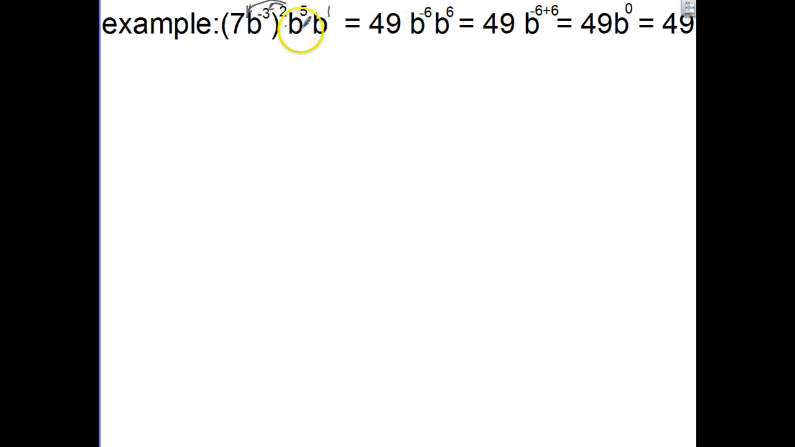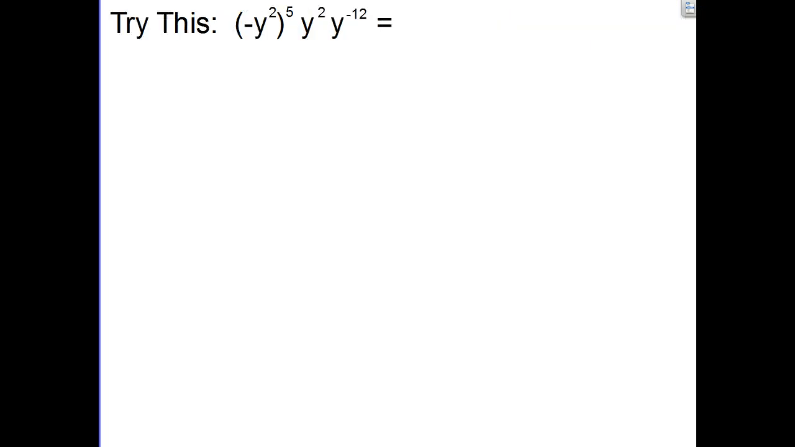Now on the outside of the parentheses we have like bases. B to the 5th times b to the 1st is b to the 5 plus 1, b to the 6th. Now we have like bases again. We're going to multiply these by adding their exponents, so it's 49 b to the negative 6 plus positive 6. Well, that's going to be 49b to the 0. And b to the 0 is 1. 1 times 49 is 49. Okay, you try this one.